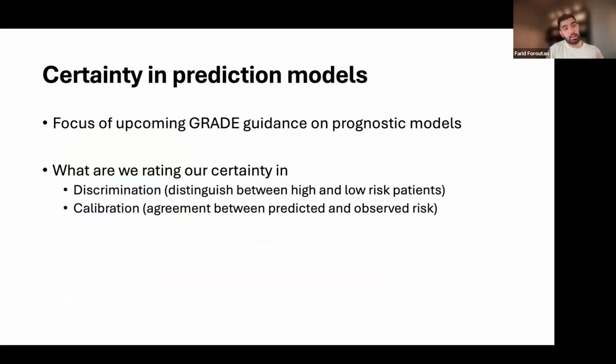If I were to draw analogies between what we're doing in prognosis and what folks are doing in diagnostics, Reem's the expert here, so I have to be careful about what I really say here, but we do tend to look at sensitivity and specificity separately when we're evaluating diagnostic tests. If you were to draw a parallel here, we would rate our certainty in discrimination separately, and we would rate our certainty in calibration separately as well.